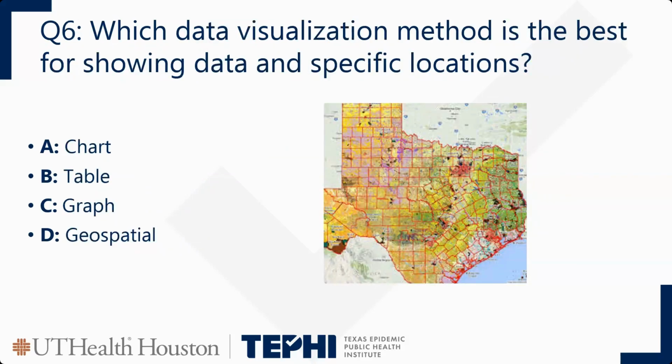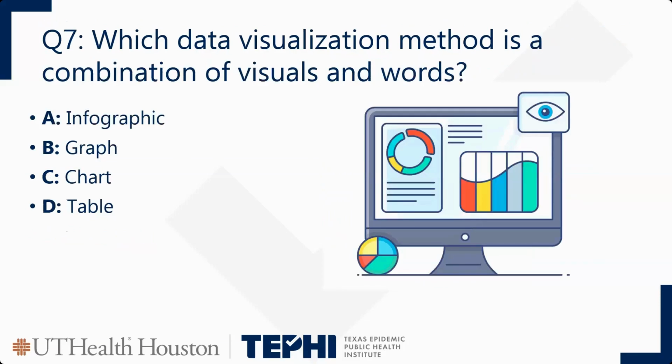C, what kind of data visualization is this? Awesome, yes, it's geospatial, and it's a lovely picture of Texas. Question 7. What is the visualization that we use a mixture of visuals and words? Yes, A, infographic.